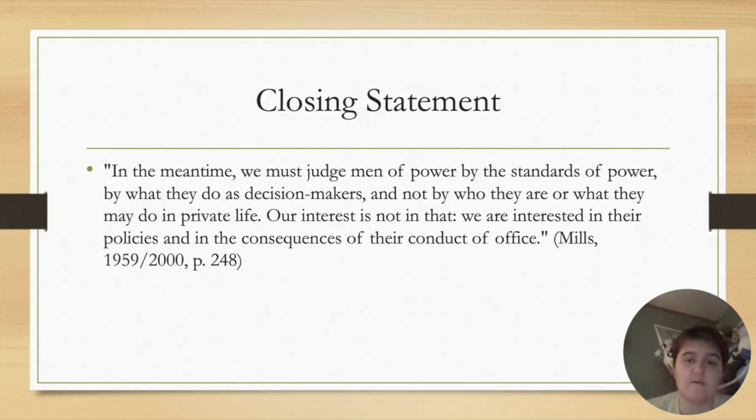I believe that Mills' theory is still one that resonates to this day because many politicians and people of power are not being held accountable for their actions because of their wealth.